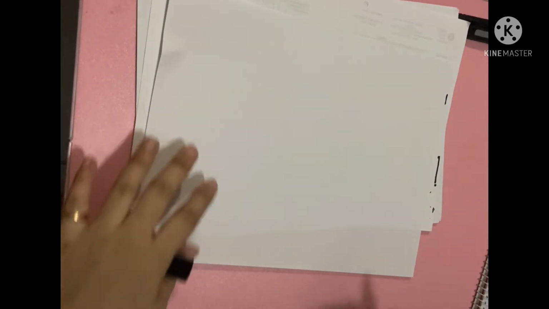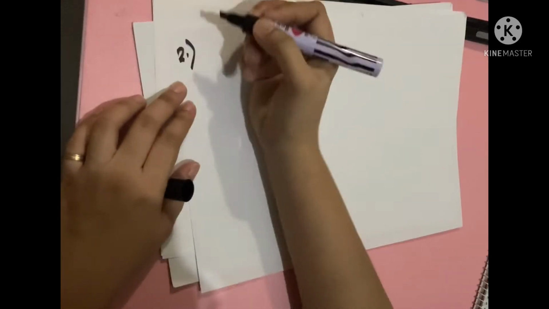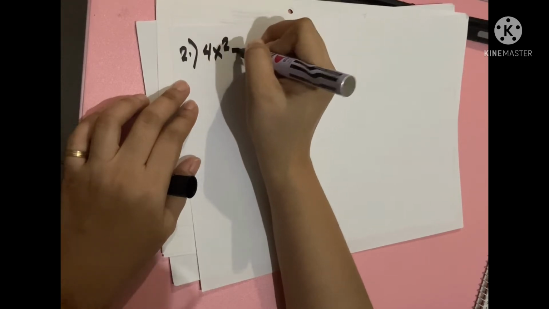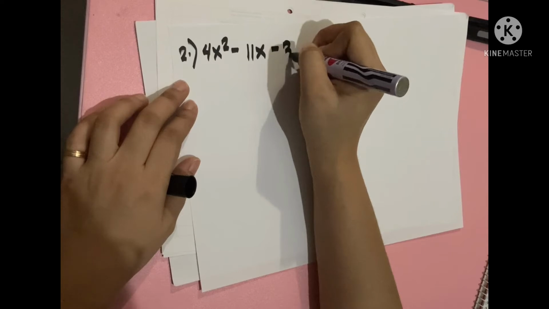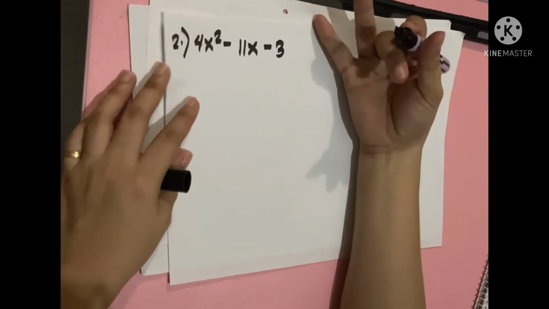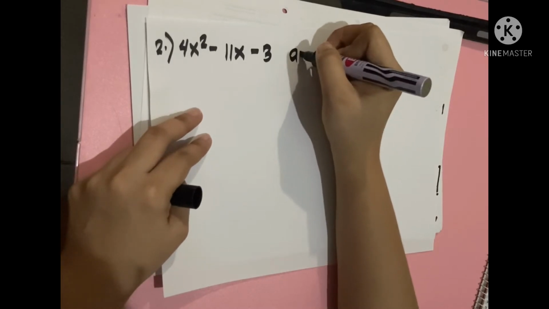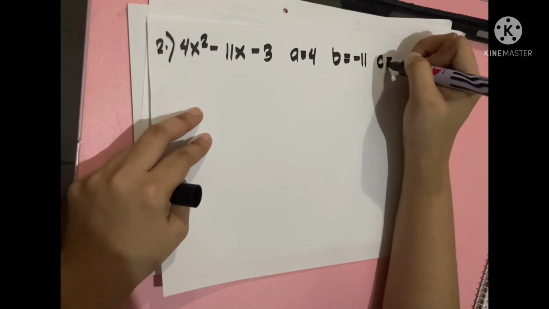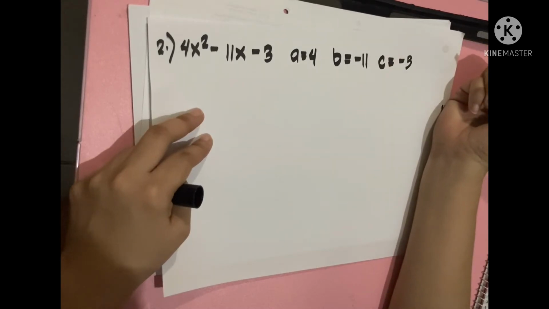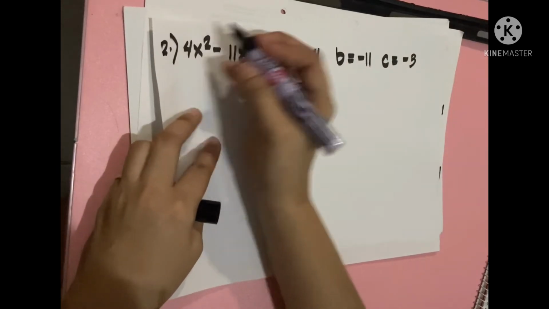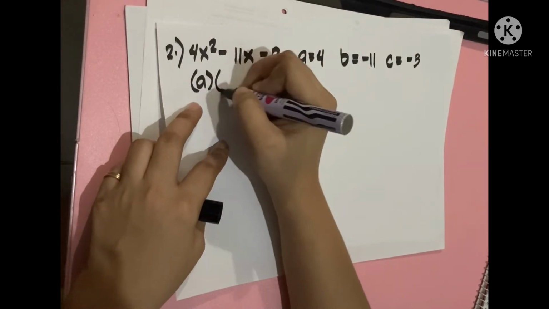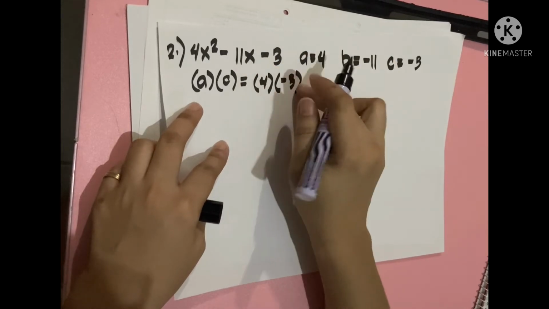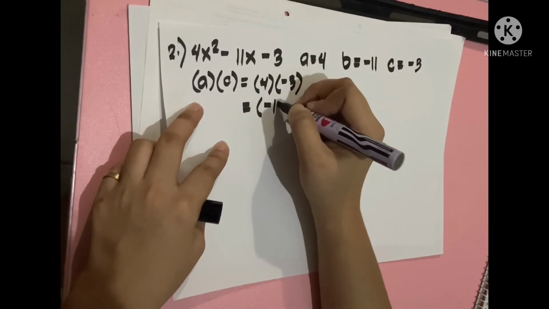So, next example natin, the trinomial is, we have 4x squared minus 11x minus 3. Okay? So, identify natin kung sino si A, sino si B, sino si C. So, ang A natin is 4. Ang B natin is negative 11. Ang C is negative 3. Okay? And then, imumultiply natin si A at saka si C. So, that will become A times C is equal to 4 times negative 3.